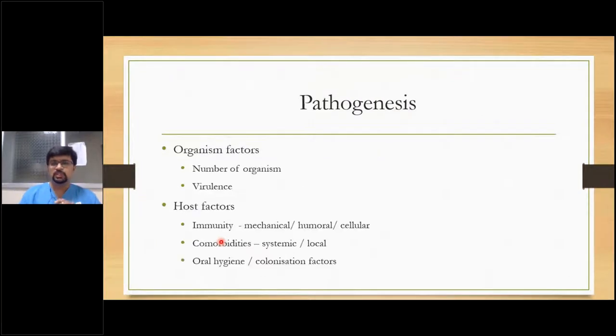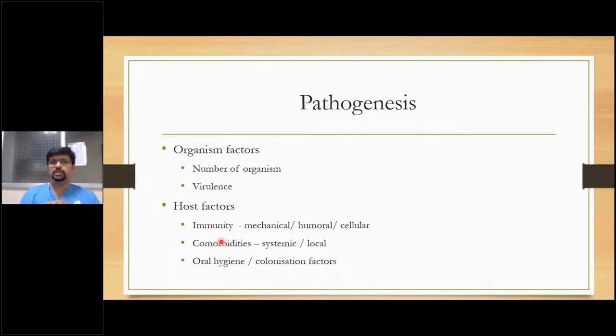So pathogenesis, and why does hospital acquired pneumonia happen? So coming to the pathogenesis, there are two factors which we'll have to think about. One is the organism factors, second is the host factors. See, organism factors are very, very important. It depends upon the number of organisms and it depends upon the virulence of the organism. Okay, I'll go through that one in the next slide. So the subsequent other factors are host factors.